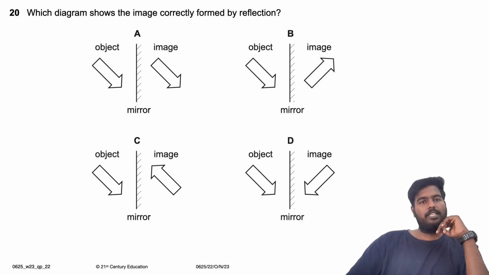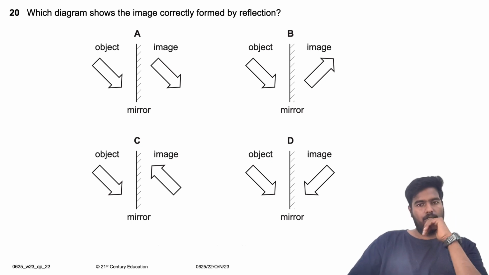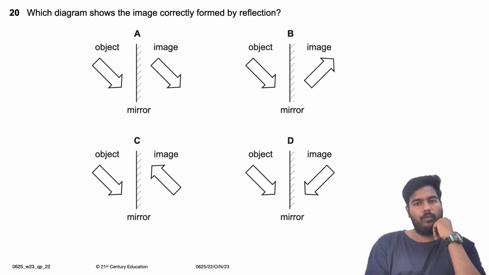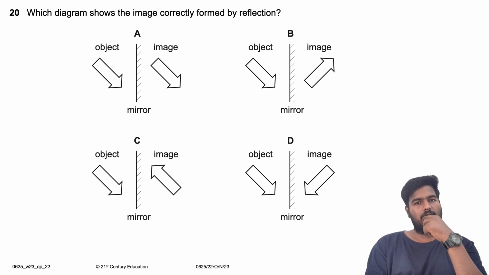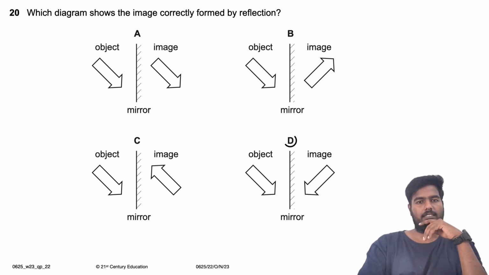Which diagram shows the image correctly formed by a reflection? Reflection will happen only left to right, not up to down. So object A does not reflect at all. Object B reflects both. No, only up to down. So option D is the right answer. If you appear in the mirror, it will look like this.